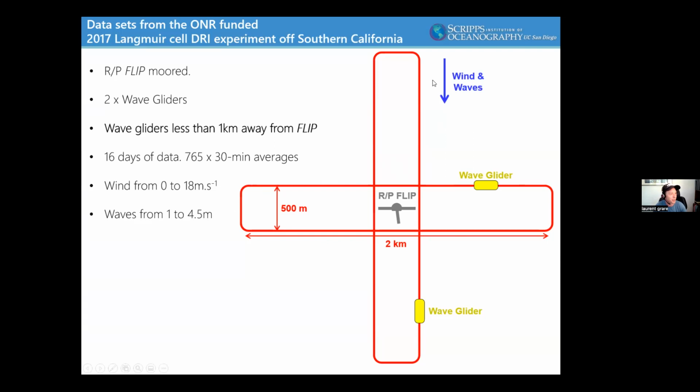Yes. With Wave Gliders roaming around with a maximum separation from FLIP of 1 kilometer. And we had a pretty wide range of conditions, with wind up to 18 meters per second and significant wave height up to 4.5 meters.